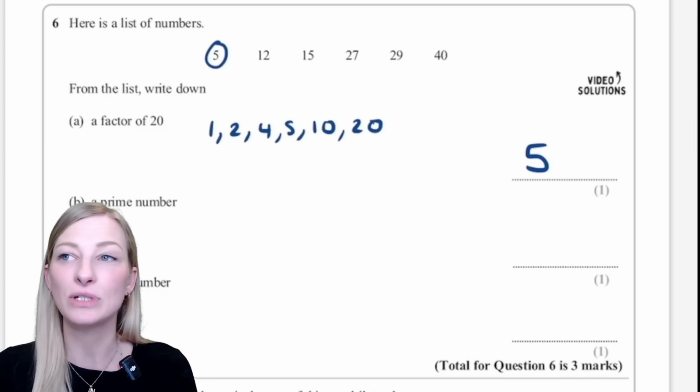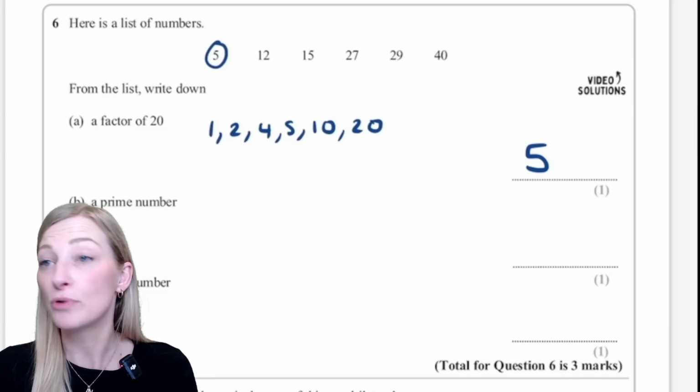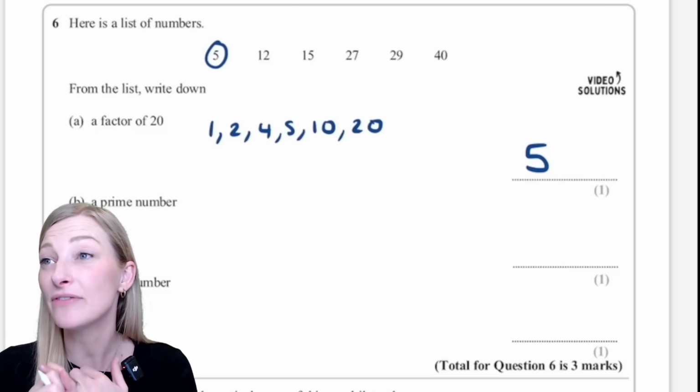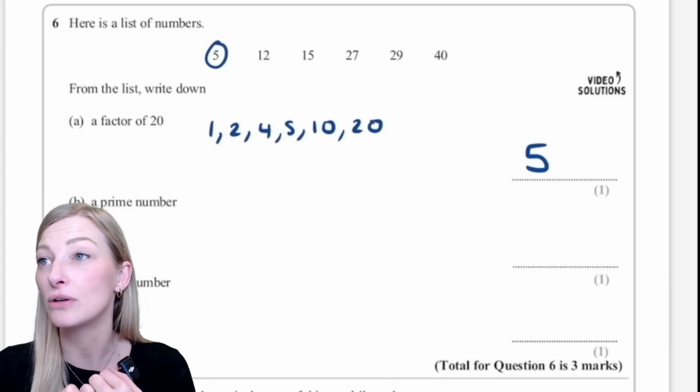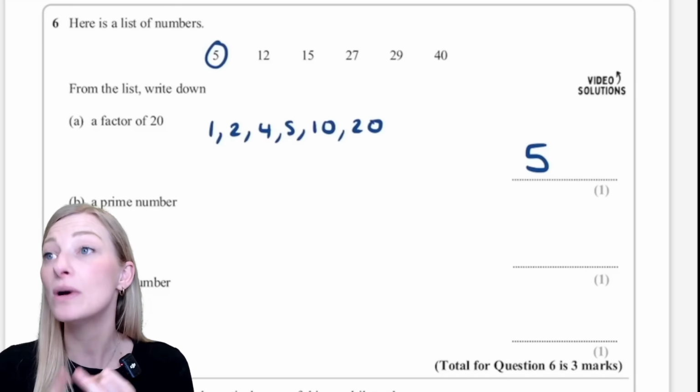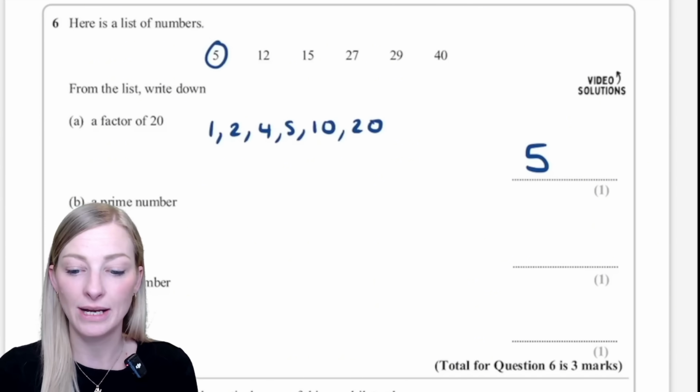It's in the 2 times table, so that's not prime. 15 isn't prime. It has a factor of 3. It has a factor of 5. That's no good. 27 is in the 3 times table, so that's no good. 29 is not in any times table other than the 1 times table and the 29 times table. 29 is a prime number.